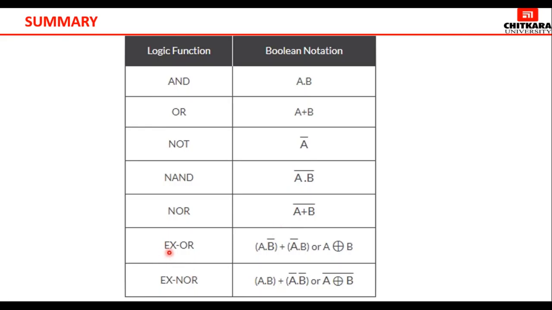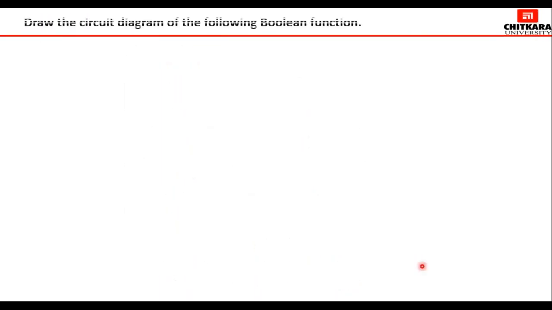Then the exclusive OR gate is A dot B complement plus A complement dot B, or it is A direct sum B. And then we have the exclusive NOR gate, which is A dot B plus A bar dot B bar, or it is A direct sum B whole complement. Clear? Okay.